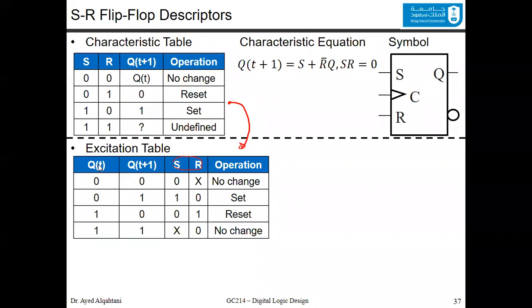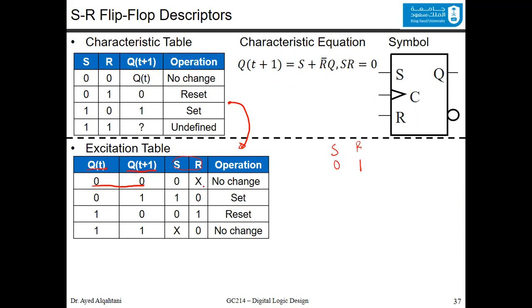You can notice here that we try, in case you know the present state Q of T and Q of T plus 1, which is the next state. So the excitation table is: knowing that the current state Q of T is this way, and the next state Q of T plus 1 is this way, what are the inputs that give us this combination? Let's take the first case. If you have Q of T equal to 0, and the next state is also equal to 0, this happens if you are resetting. So the R is equal to 1, and the S is equal to 0.